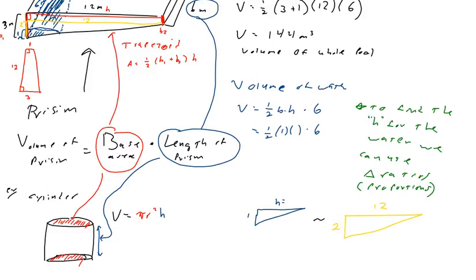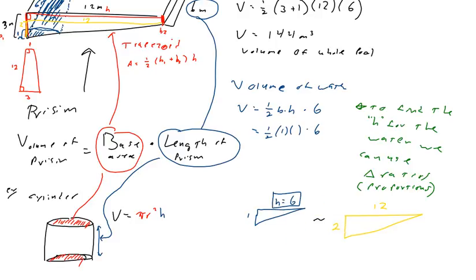Very good. My height's going to be 6. My proportion here is 1 to 2, right? This is half as big. This side is half as big as this side, 2 to 1. So this side is going to be twice as big as this side, 12 to 6. Half as big, half as big.